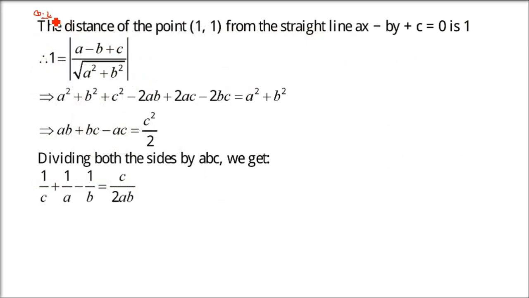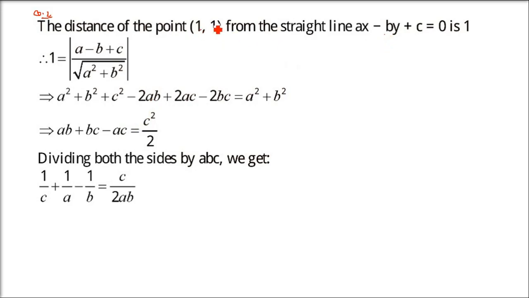Question number 2: if the length of the perpendicular from the point (1, 1) to the line ax minus by plus c equals 0 is unity, that is 1, show that 1 by c plus 1 by a minus 1 by b equals c by 2ab.